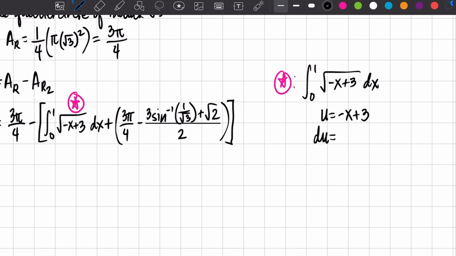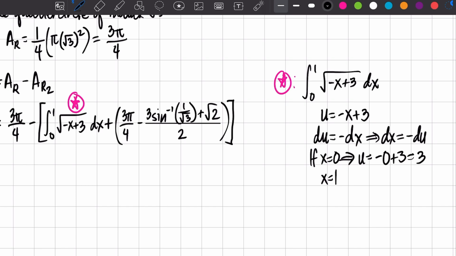Then your du here would be the derivative of this one, which is negative 1 multiplied by your differential in x. And so your dx would be just negative of du. Now, since we are doing a u substitution, we have to correct our bounds right here. So first, if x is equal to 0, let's find the value for u. So u equals negative 0 plus 3, and that's just 3. And if x equals 1, then u equals negative 1 plus 3, so that's a positive 2.